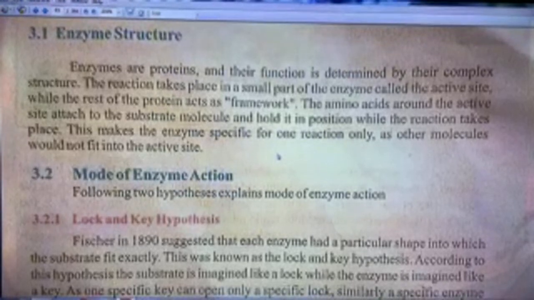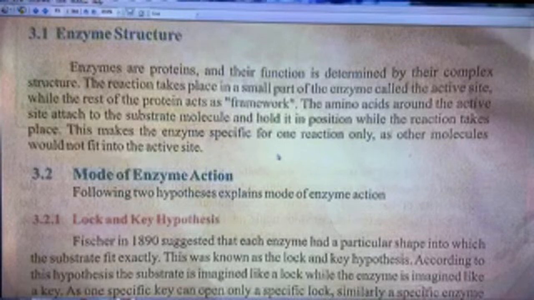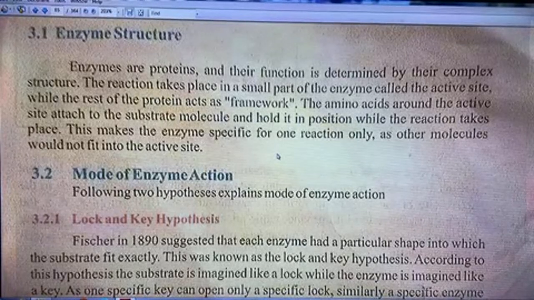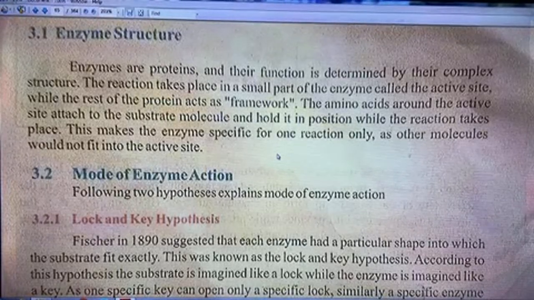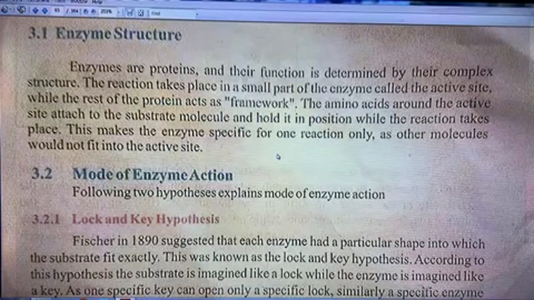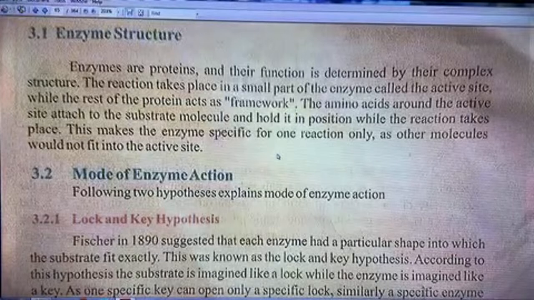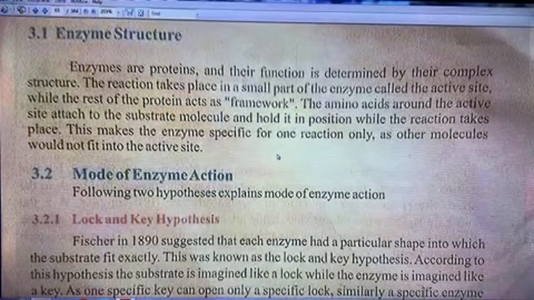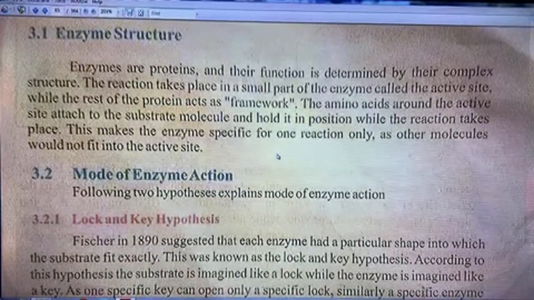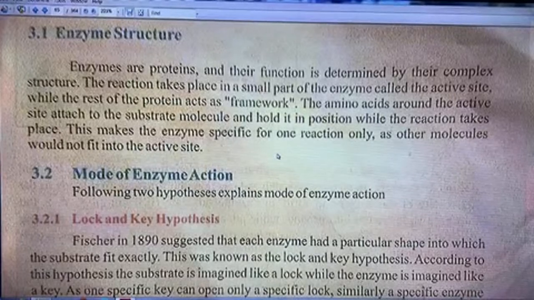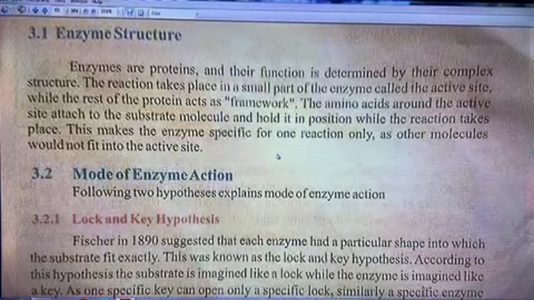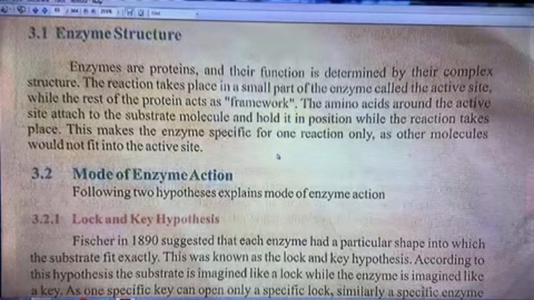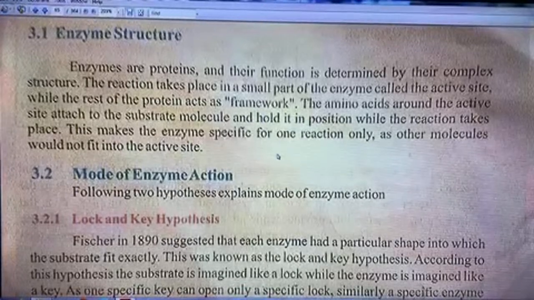Enzyme structure. Enzymes are proteins and their function is determined by their complex structure. The reaction takes place in a small part of the enzyme called the active site, while the rest of the protein acts as a framework. The amino acids around the active site attach to the substrate molecule and hold it in position while the reaction takes place. This makes the enzyme specific for one reaction only, as other molecules would not fit into the active site.